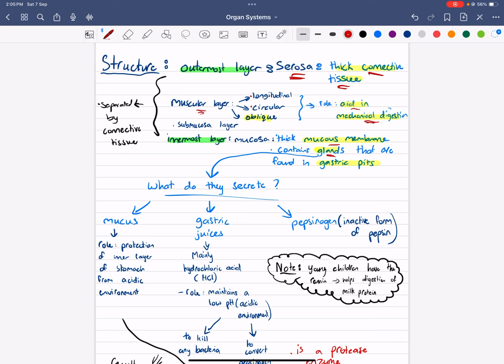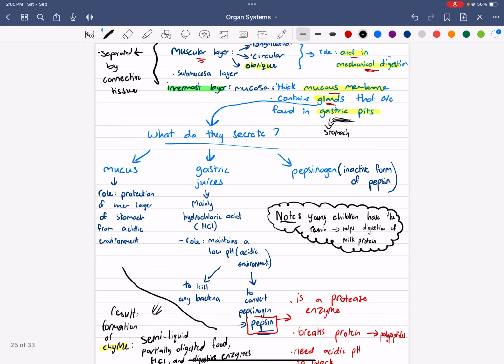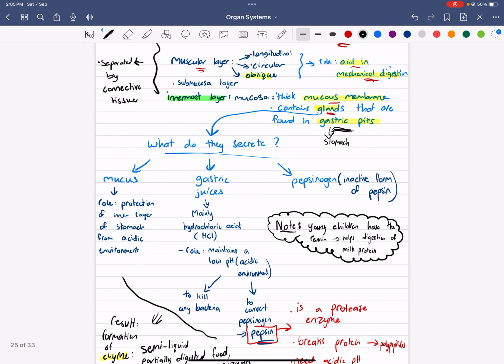Okay, now we're going to be looking closely at those glands. And then if they ask you, where are those glands found? They are found in something called gastric pits. Gastric is another word for stomach, so they're found in gastric pits. Now, what do those glands that are in the stomach secrete? So they secrete three main types of material. They secrete mucus, they secrete gastric juices, and they secrete pepsinogen.